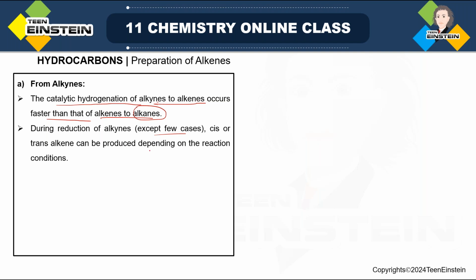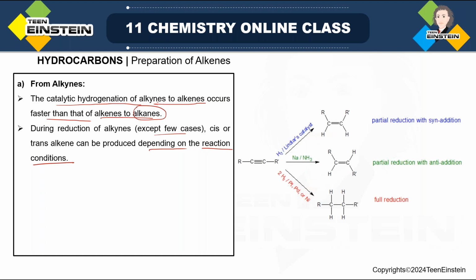So depending on what type of condition you have used, you can have either cis alkene or trans alkene. So if your preference is only to make cis, then you have to choose that particular condition. If you only want to make trans, then there is another condition. If you do not want any selectivity, then you can simply do catalytic hydrogenation. So these are the three things as you can see here. If you simply do catalytic hydrogenation, which is this one, this is simply catalytic hydrogenation where full reduction is occurring.